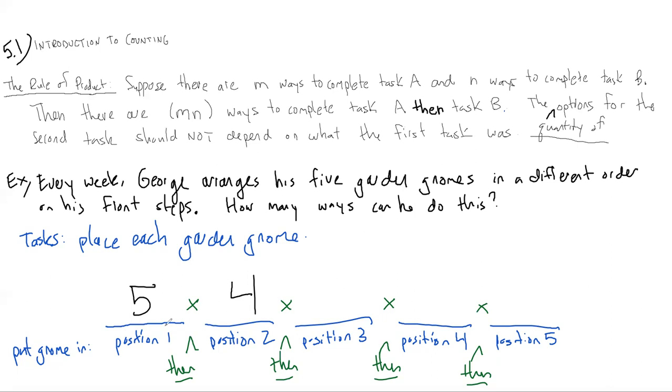So after I've picked the first 2 gnomes in position 1 and 2, I now have 3 gnomes remaining for position 3. Now I've picked 3, so I only have 2 left. And now I only have 1 last gnome for position 5. So I have this multiplication of 5, 4, 3, 2, 1. And what is that? 20 times 6 is 120.